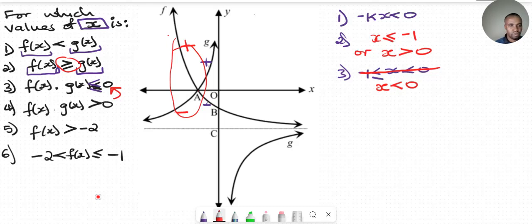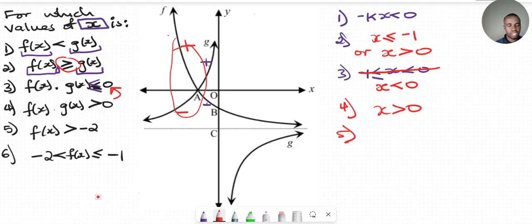We are at number 4. I said this one works for us, this one works for us, but from 0 going to infinity, this is where our graphs will multiply each other and give us a number that is greater than 0. So when x is more than 0.